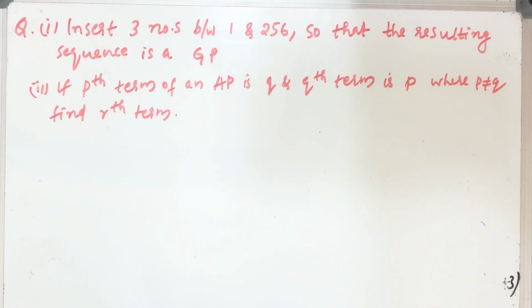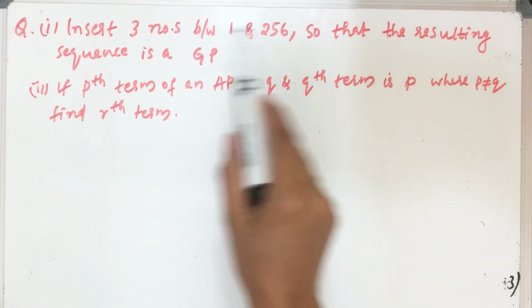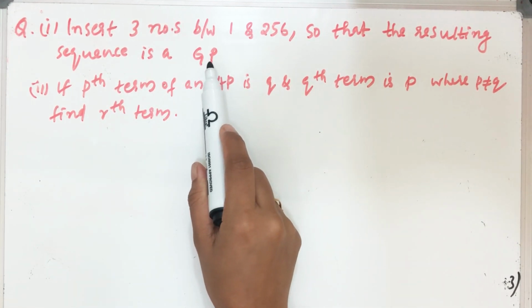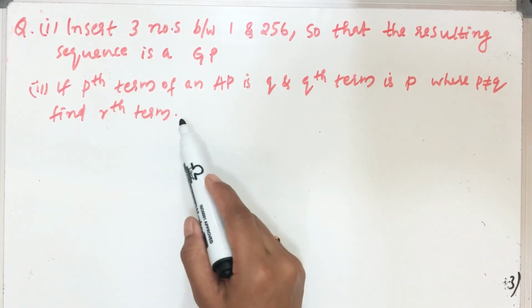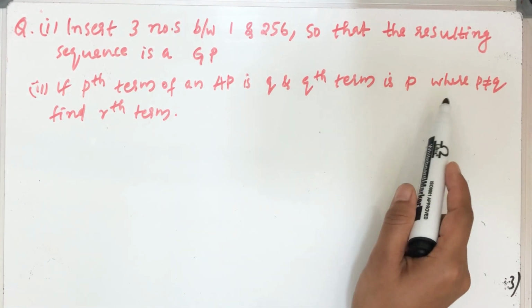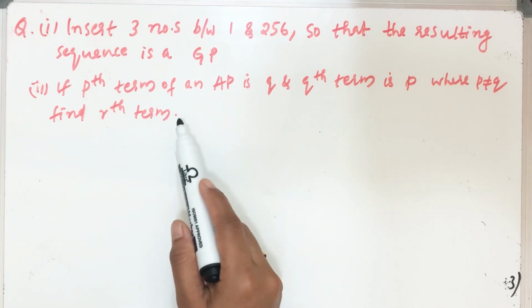Next question, again two parts. First one: insert three numbers between 1 and 256 so that the resulting sequence is a GP. Question from the section Geometric Mean. Second one: if the pth term of an AP is q and the qth term is p, where p not equal to q, find the rth term. This is from arithmetic progression.